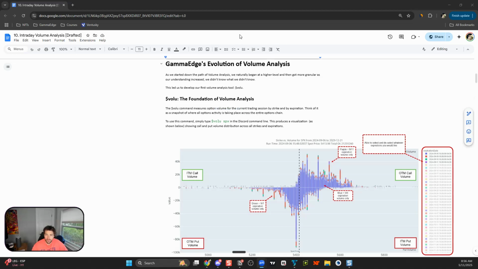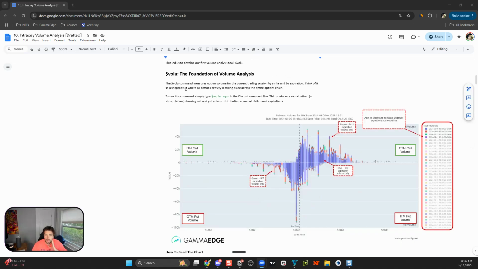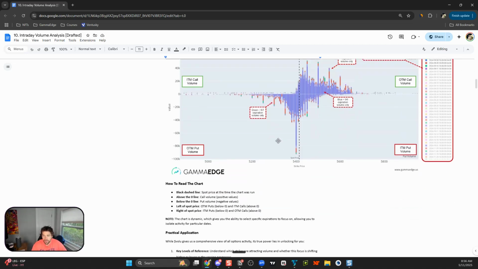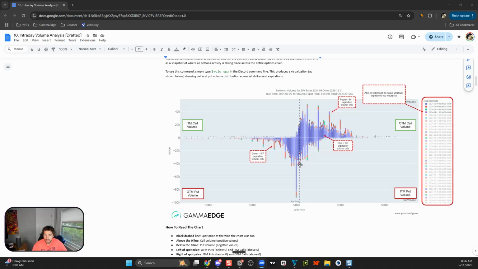So think of this as a snapshot of where all option activity is transacting across the entire options chain. To use this command, simply type vol-u SPX as an example in the Discord command line. This produces a visualization as shown below, showing call and put volume distribution across all strikes and expirations. So quickly, how to read this chart.